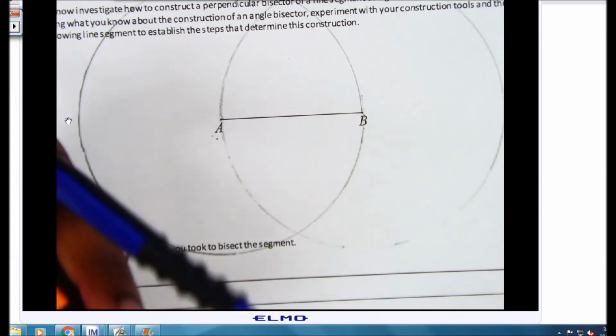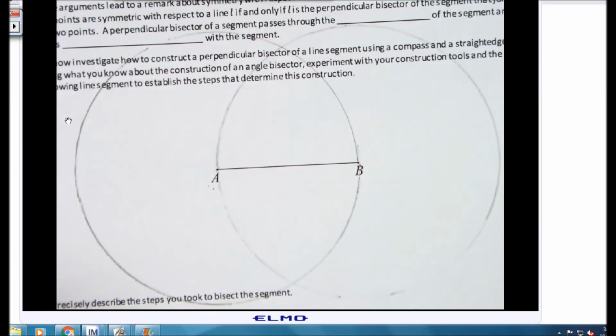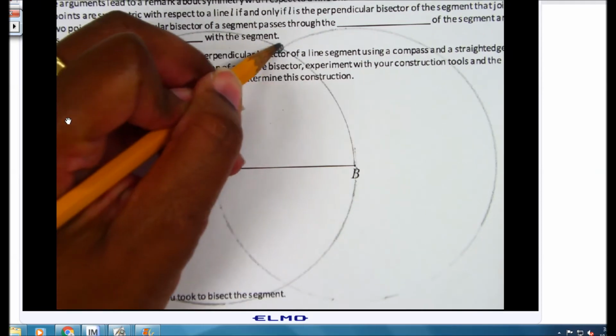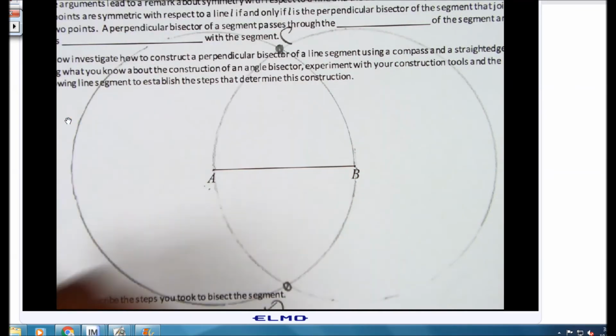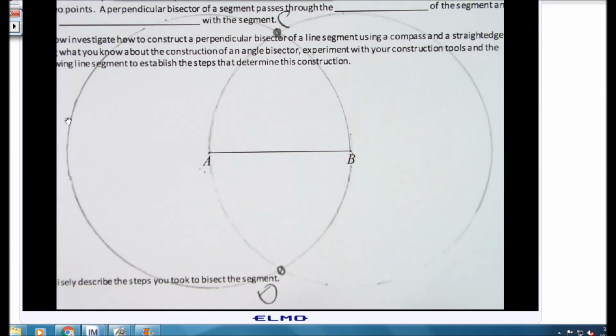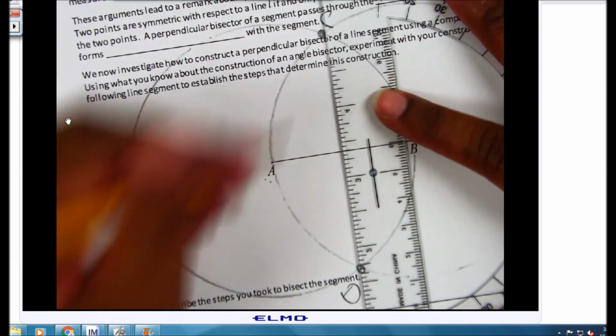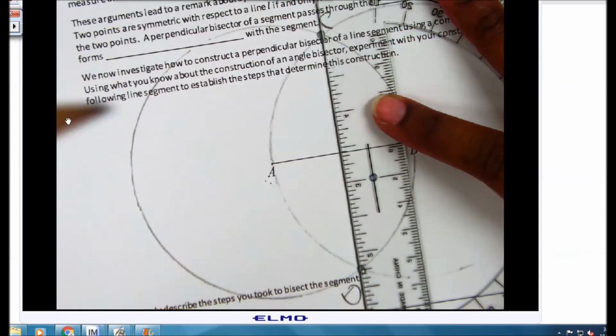Then I'm going to label the points of intersection as C and D. My points of intersection are here and here. So I'll label this point C and this point D. The last thing I'm going to do is draw the line CD. This is the line CD.